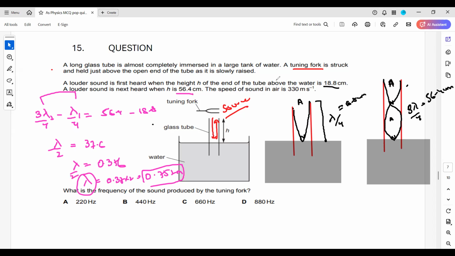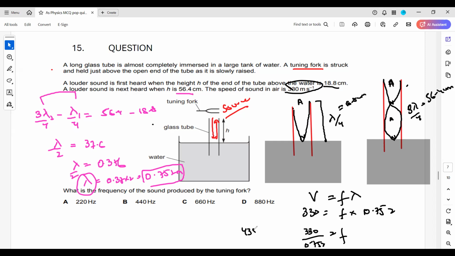Now we need the frequency, because the original question is about the frequency. You have the formula v equals f lambda. The speed of the wave is 330, the frequency we don't know, and the wavelength is 0.752. So 0.752 is multiplied, and on the other side it will be divided: 330 divided by 0.752. We get the frequency, and that is 438 hertz. So it matches with option B, which is 440 hertz.